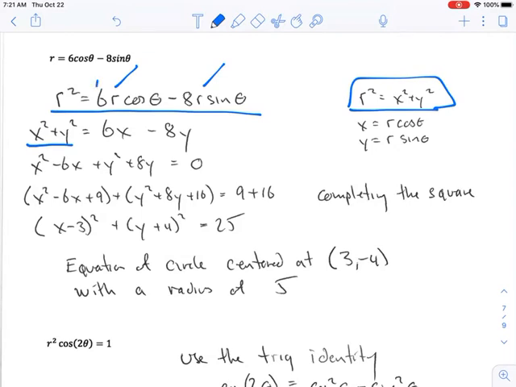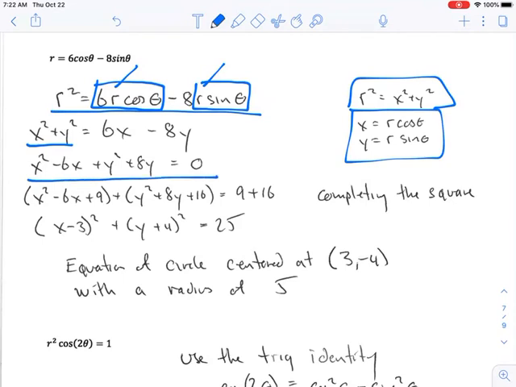And then rearranging this, we have r cosine theta is x. That's the definition of x. And r sine theta is the definition of y. So substituting x and y in, well, we have our rectangular equation. Now we just want to put this in a standard form that we can recognize. And so subtracting the 6x to the other side and adding 8y to the other side over to the left, we end up with this.